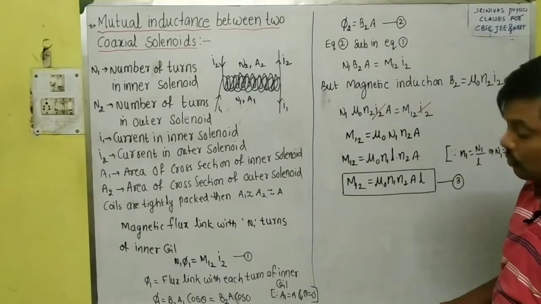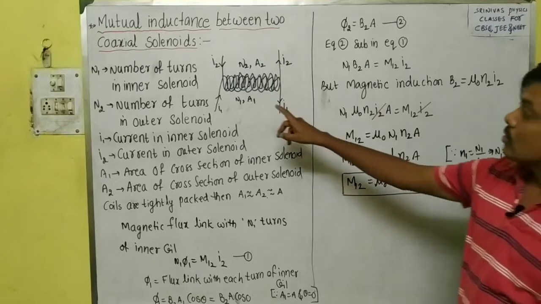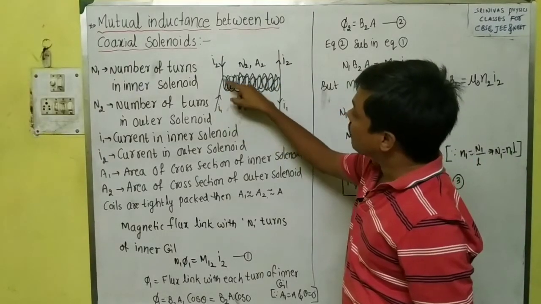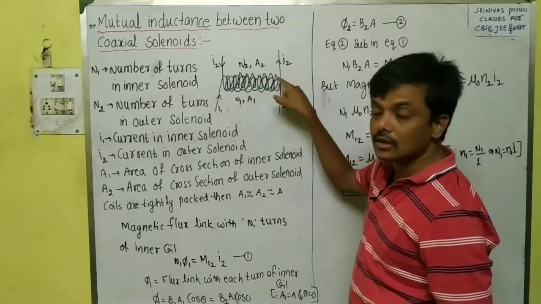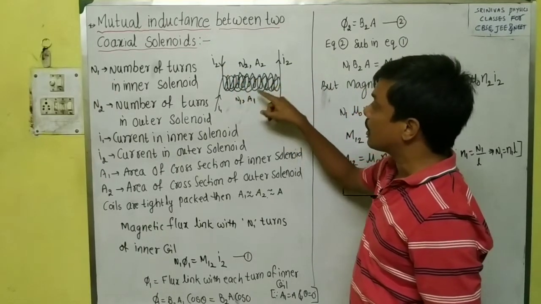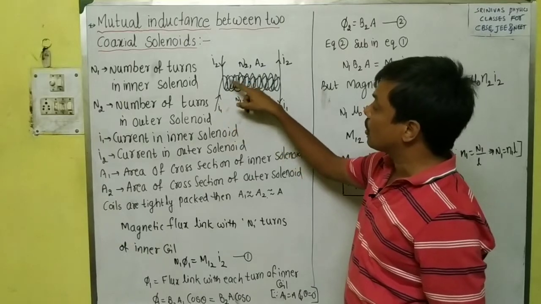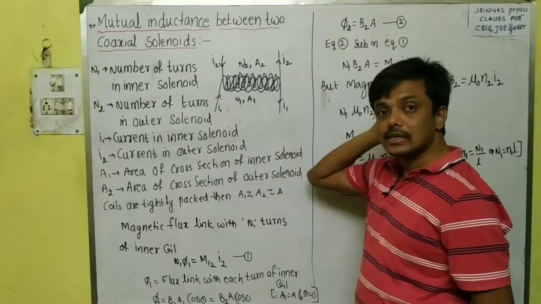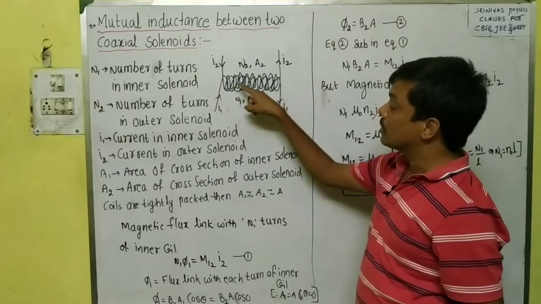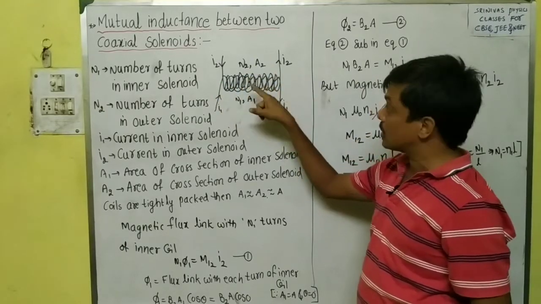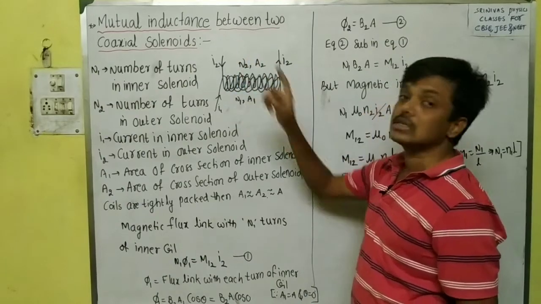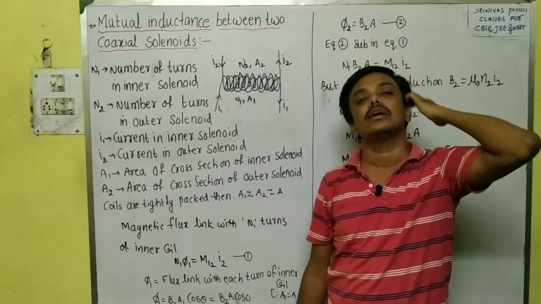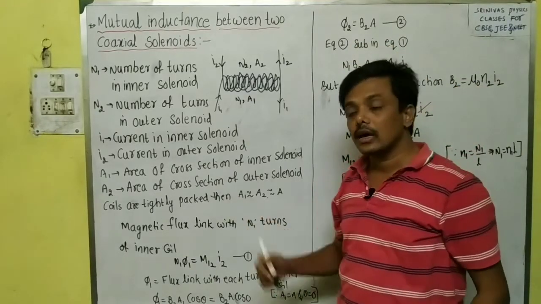Now I am going to derive the same formula for the case where the current changes in the inner coil. Then the flux linked with the outer coil changes. When the current changes in the inner coil, the field generated by the inner coil changes, so the flux generated by the inner coil changes. The flux generated by the inner coil links with the outer coil, and due to that a current is induced in the outer coil. That is also mutual induction. That means induction of current in the outer coil due to a change in current in the inner coil.